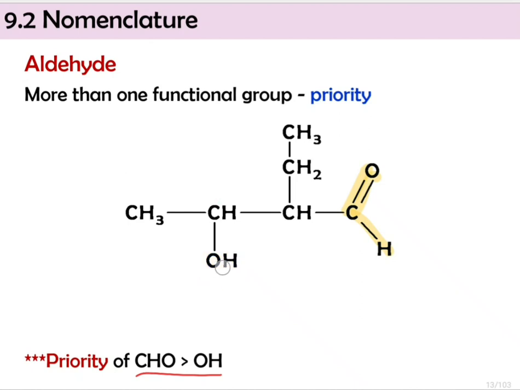Okay, so ini saya nak recap balik apa yang kita dah pernah belajar dulu. Kalau saya pergi 1, 2, 3 and 4, 4 carbon as the parent. But if I go this way, 1, 2, 3 and 4, 4 carbon juga. Awak rasakan arah mana yang akan jadi parent?